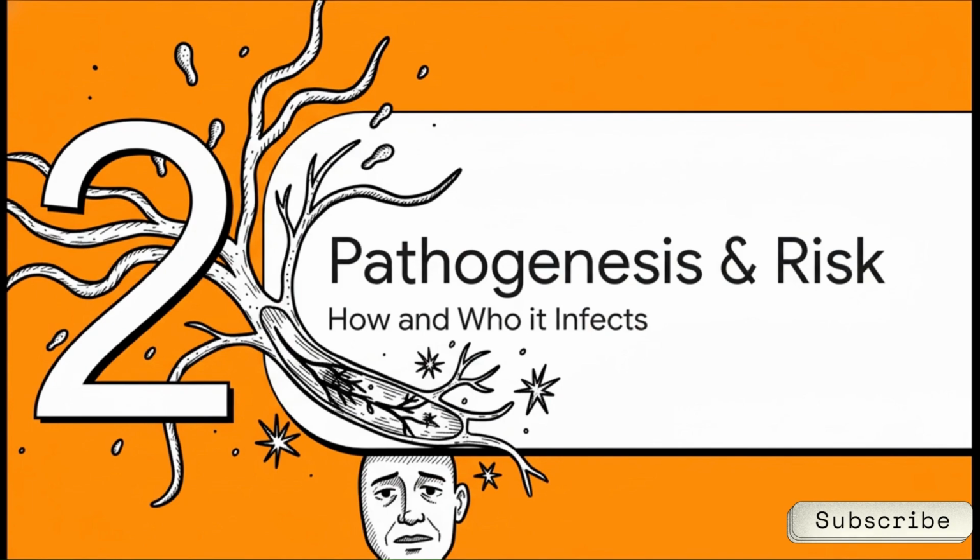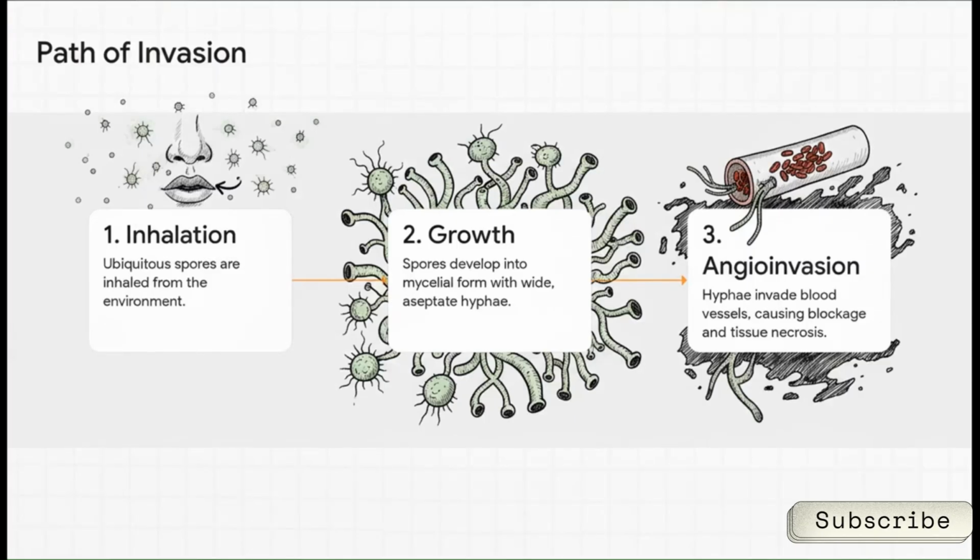So how does this fungus manage to cause such a devastating disease? If you remember one word, just one word about its pathogenesis, make it this one: angioinvasive. Seriously, that single word explains pretty much everything you're going to see clinically. Think of it like a three-step invasion.